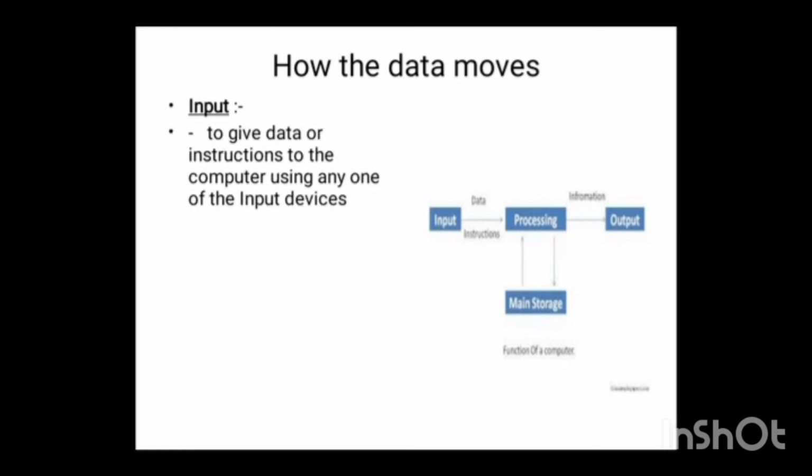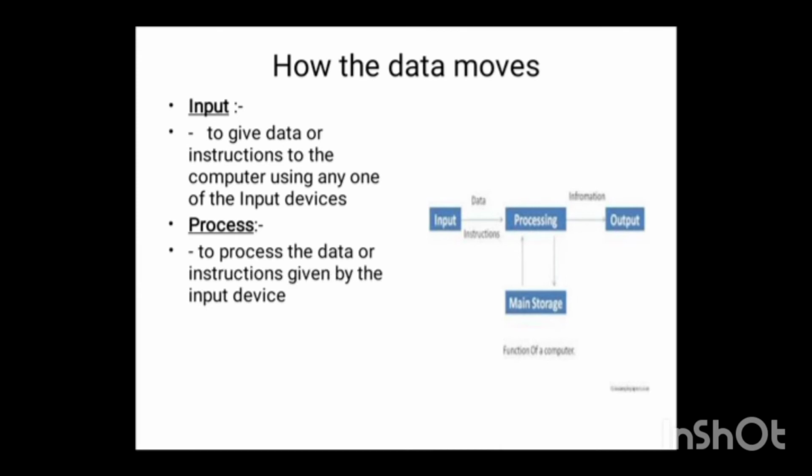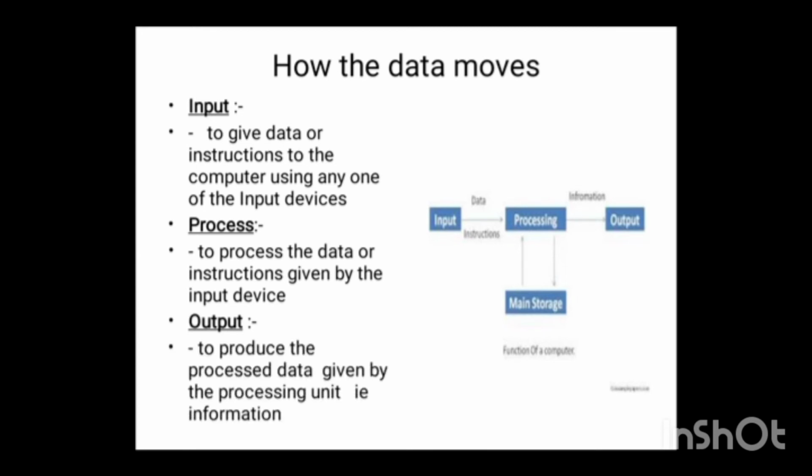Input. What do you mean by input? Input means to give data or instructions to the computer using any one of the input devices. Okay. Now process. What is a process? Process means the data or instructions given by the input devices are to be processed. That is process. And after the processing, you will get a result. To produce the processed data given by the processing unit, that is information. After processing the data, we will get a result, that is output.